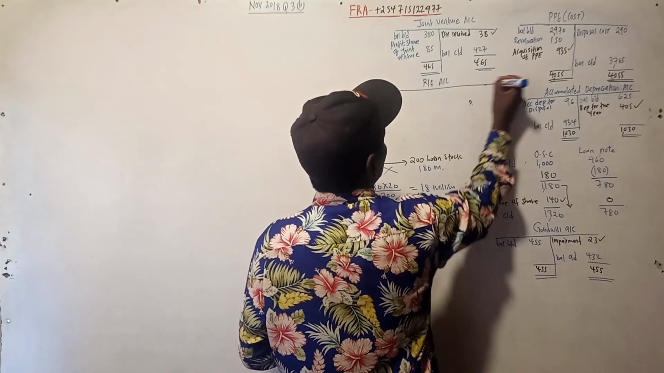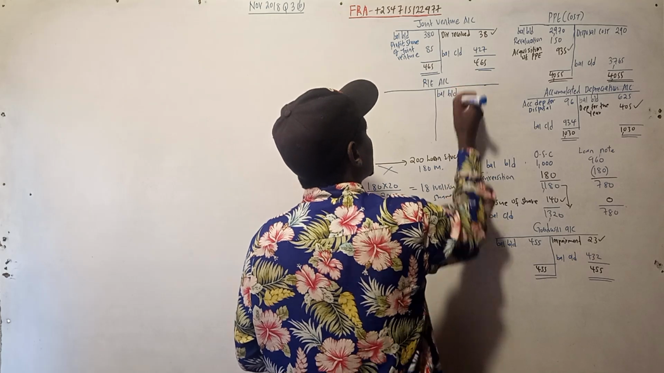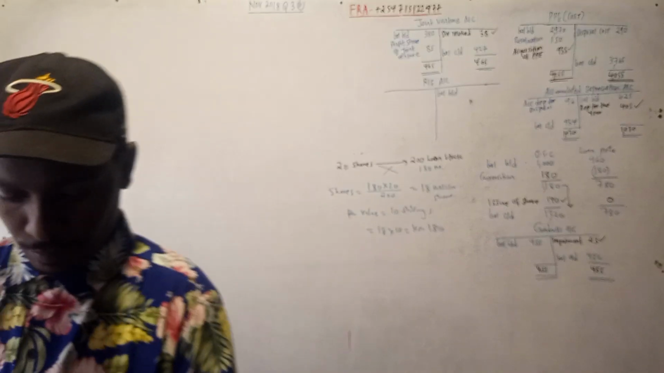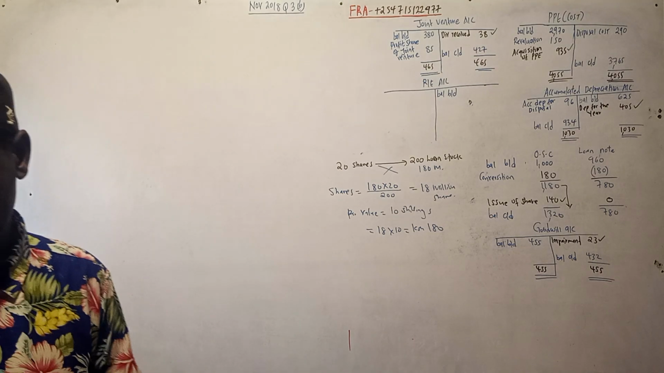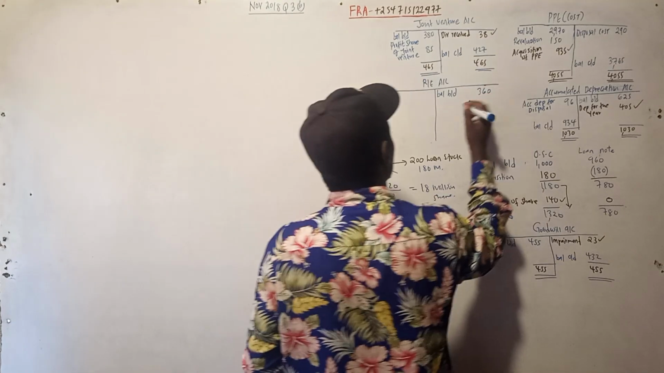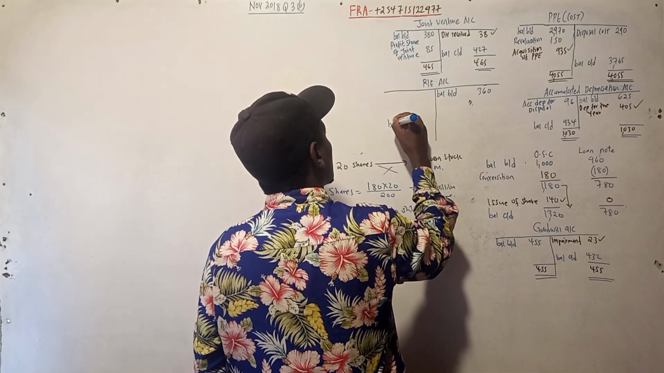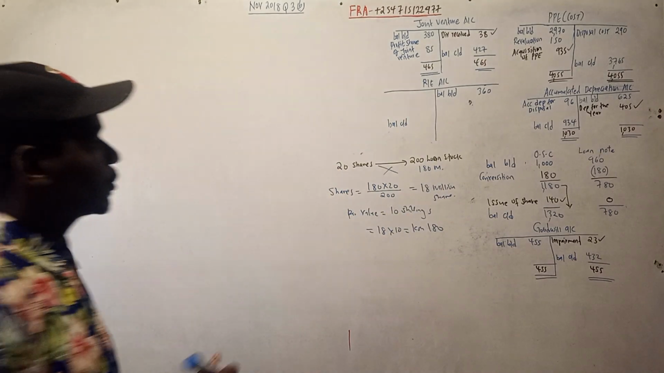Retained earnings account. So balance breakdown, because it is part of liability. The beginning balance is on the credit side, which is 360, and the balance carried down is 570.